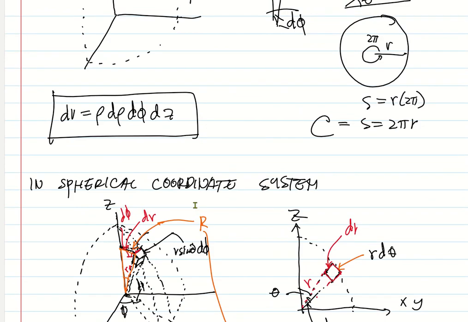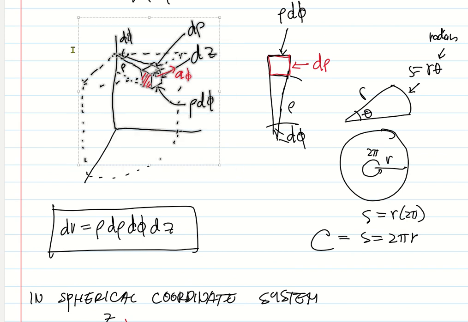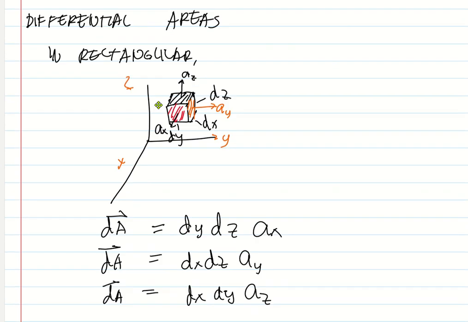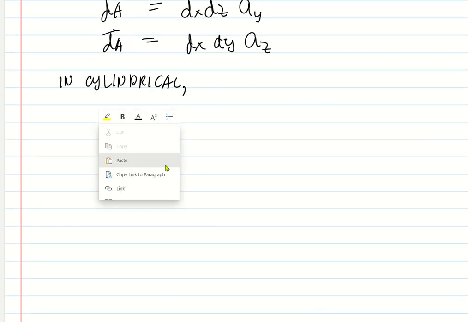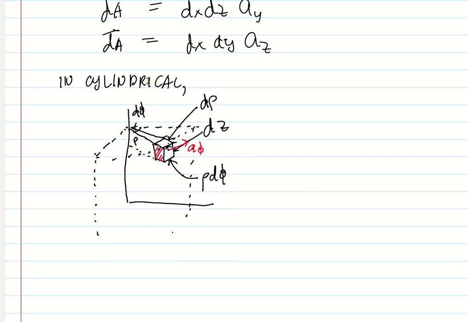So we can write that here. I'll just copy this in here. Then we can write our formula for dA. The red one, so let's change this one. dA will be equal to, what are the sides? We have d rho multiplied by dz, and this is in the phi direction. So it's just the cross-sectional area of the cylinder.